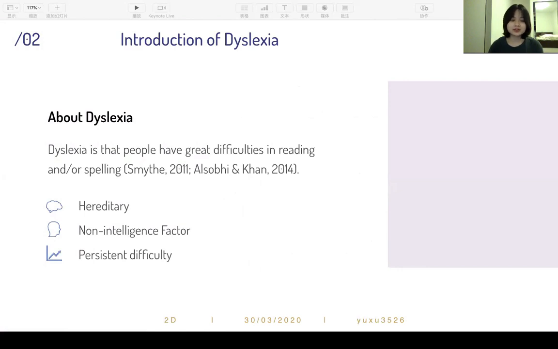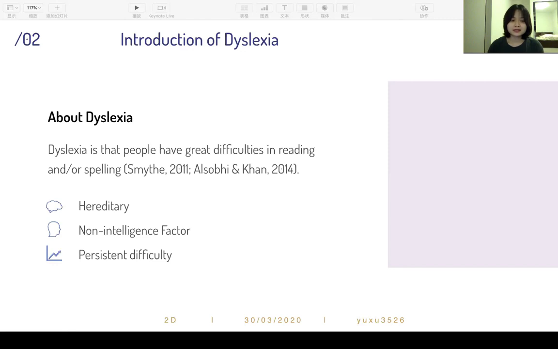There are some features of dyslexia. The first one, dyslexia is often hereditary. According to data from the Understood organization, when children suffer from dyslexia, 49% of their parents also have dyslexia. Moreover, dyslexia doesn't relate to intelligence. People who have a reading disorder don't have intelligence problems.